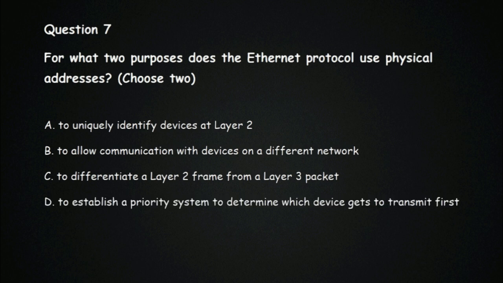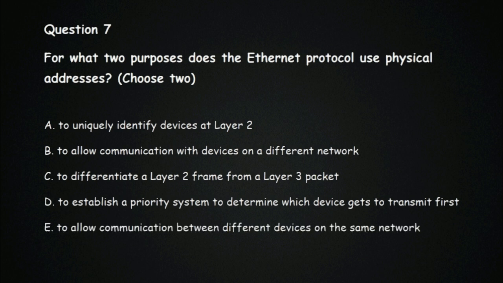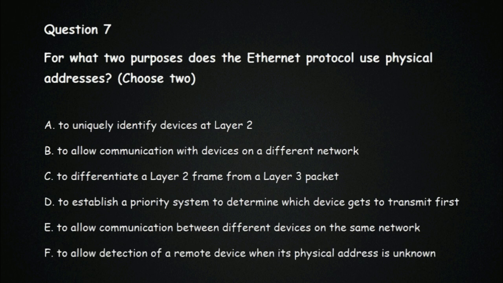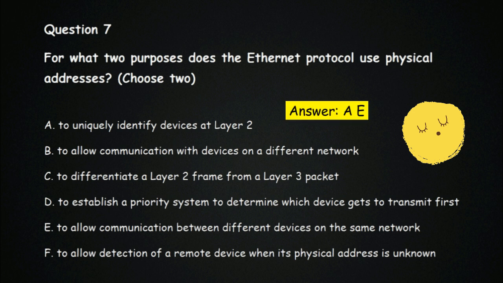D. To establish a priority system to determine which device gets to transmit first. E. To allow communication between different devices on the same network. F. To allow detection of a remote device when its physical address is unknown. Answer is A and E.